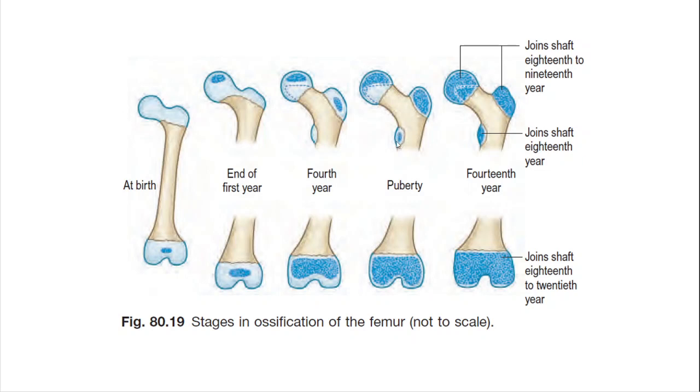So this was the last one to appear at puberty. It is the first one to fuse with the shaft at 18 years. Then this one for the greater trochanter fuses with the shaft, and finally the secondary center for the head of the femur fuses with the shaft. Whereas for the lower end, the secondary center is present just before birth, and since the lower end of the femur is the growing end of the femur, this one is the last to fuse. It joins with the diaphysis in the 18th to 20th year.